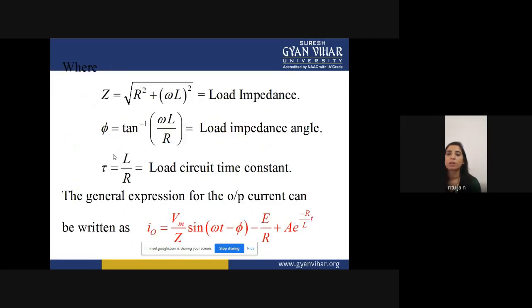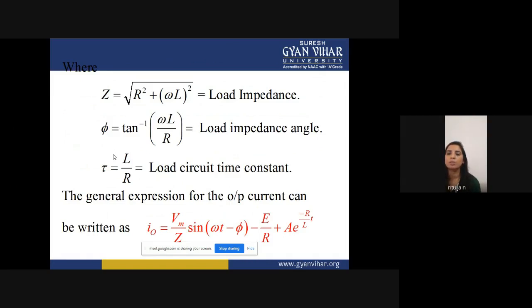Now, the formula for impedance is Z equal to square root of R square plus square of L omega. This is your load impedance. Phi is equal to tan inverse omega L upon R, that is your load impedance angle. And tau is equal to L by R, that is your load circuit time constant.